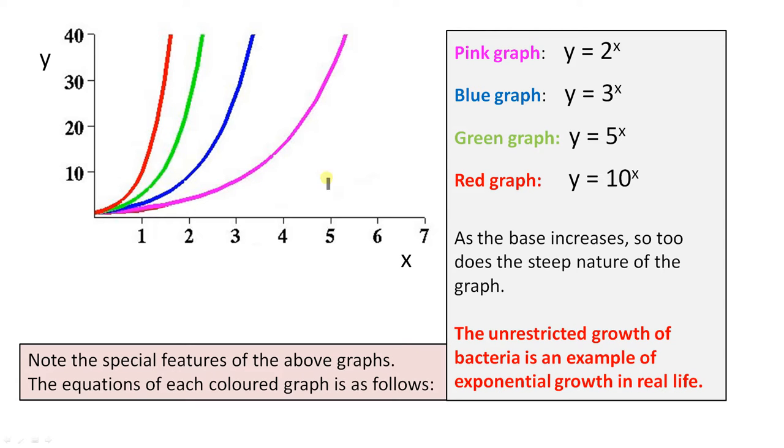As the base increases, so too does the steep nature of the graph. So you can see here, as the base increases from 2 to 3 to 5 to 10, the graph becomes very steep indeed. The unrestricted growth of bacteria is an example of exponential growth in real life.